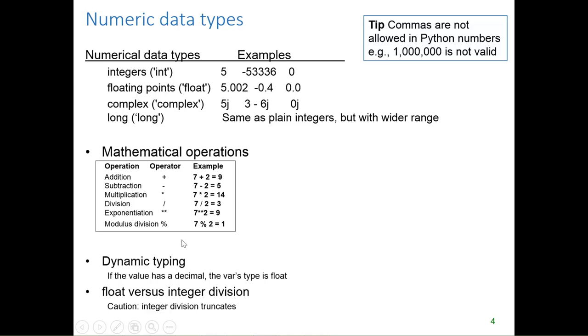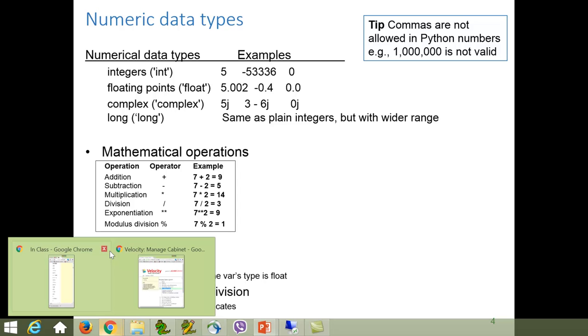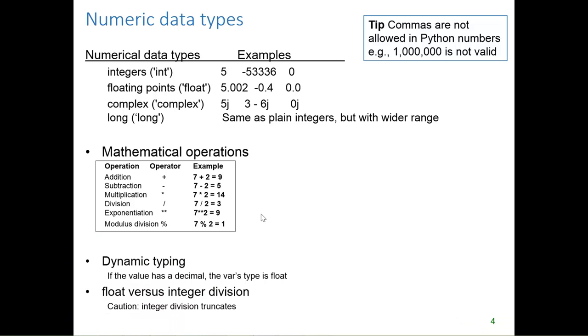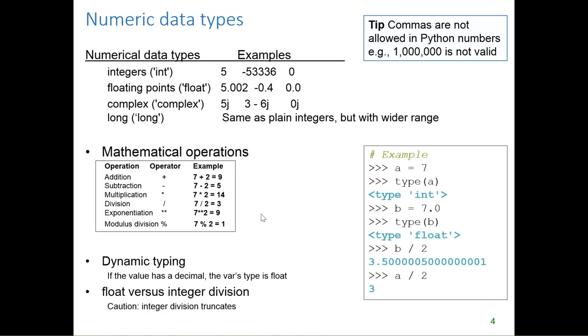We mentioned before that Python has dynamic typing. If you set a variable to a value that has a decimal in it, the variable's type is float. Another point to be aware of is that in all versions of Python that are less than Python 3, the version that we're working with, because ArcGIS is using 2.7, is the integer division. Integer division truncates any values after the decimal. So let's look at this example. We set a equal to 7, and because it's dynamic typing, it says, oh, that's an integer type. And then we set b equal to 7.0, and we use the built-in type method, and it returns float.